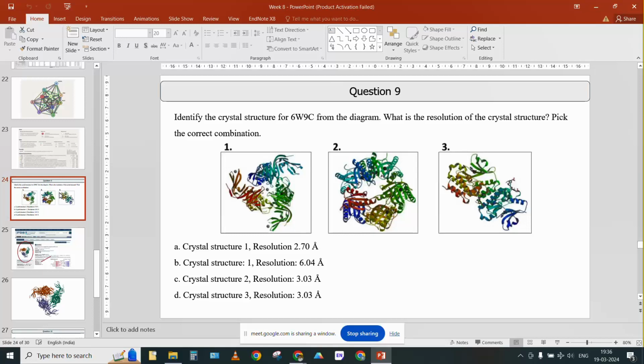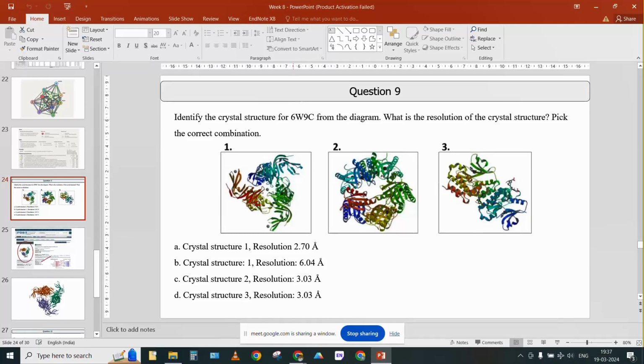So here we have one crystal structure given in the question. Identify the crystal structure 6W9C from the diagram. What is the resolution of the crystal structure? Pick the correct combination. For this question, we do not have to do anything basic, it's just a kind of Google search.